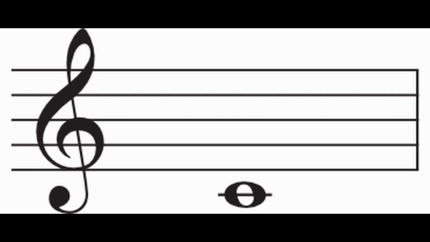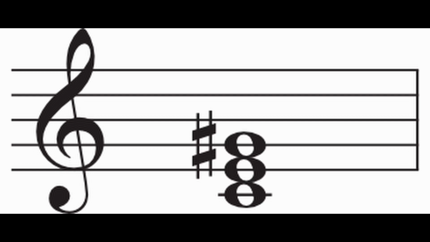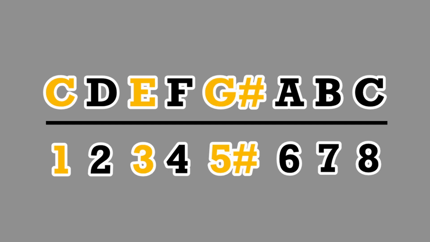An augmented chord is made up of a root note, a major third interval, and an augmented fifth interval, or a sharp 5. So if we build our chord on C, the notes of the C augmented chord would be C, E, and G sharp. This makes the chord formula 1, 3, and sharp 5.